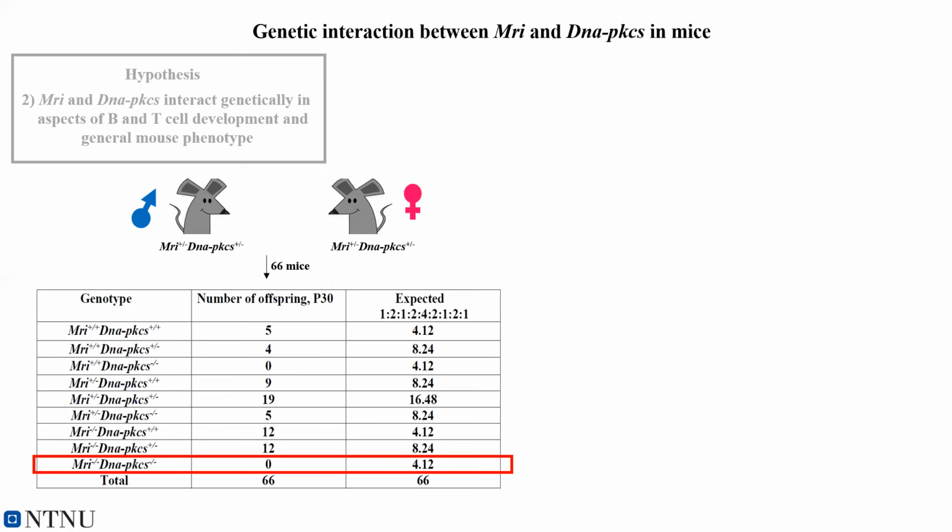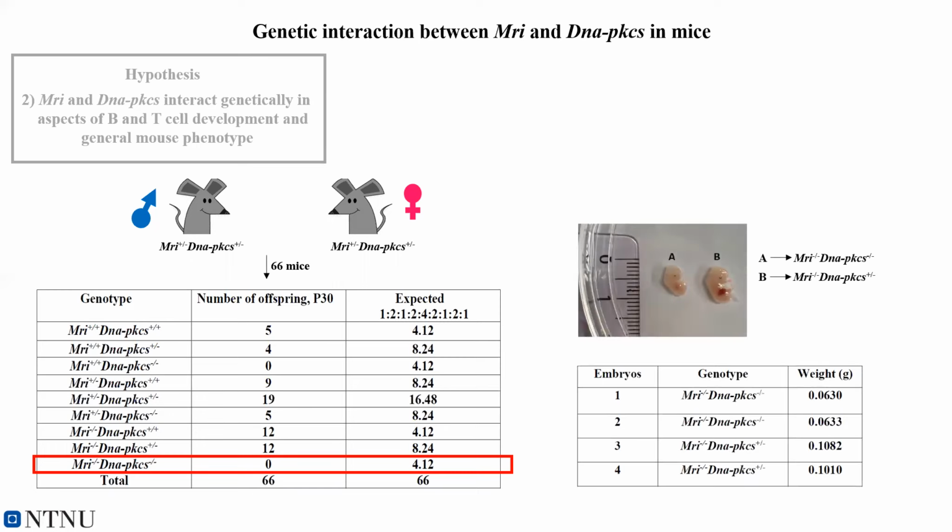Then I examined embryos at embryonic day 14.5, and interestingly, I found 2 embryos that were smaller and lighter when compared to other embryos. Genotyping PCR later revealed that they were both MRI DNA-PKcs deficient.